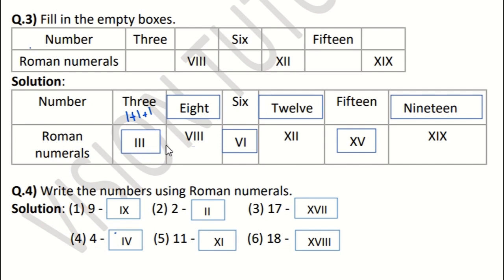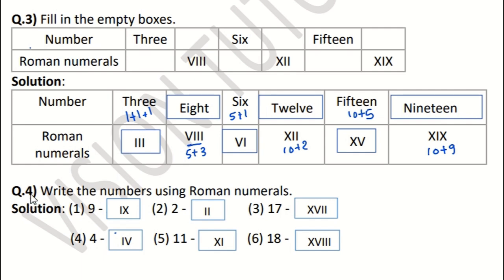3 times I will give you 3. Second one, symbol is given V, 3 times I, that is 5 plus 3 is 8. Next, 6. 6 means 5 plus 1, that is VI. For next, symbol is given X and 2 times I, that is 10 plus 2 equals 12. Next, 15. 15 means 10 plus 5 equals XV. For the last, XIX, that is 10 plus 9, which equals 19.